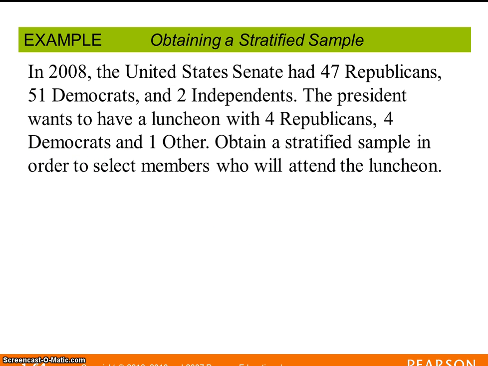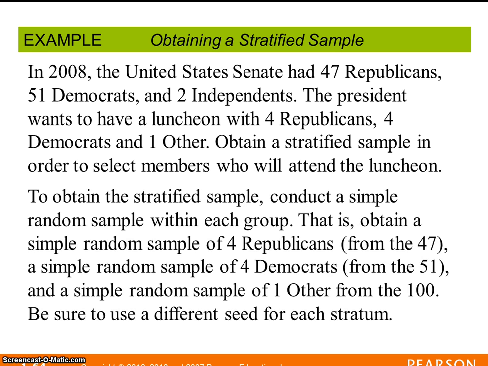As an example, let's say in 2008, the U.S. Senate had 47 Republicans, 41 Democrats, and 2 independents. The president wants to have a luncheon with 4 Republicans, 4 Democrats and 1 other. So we want to obtain a stratified sample in order to select members who will attend the luncheon. In this case, you can't be both a Republican and a Democrat or other. So you could conduct a simple random sample within each group using a random number generator or pulling numbers out of a hat or something like that.